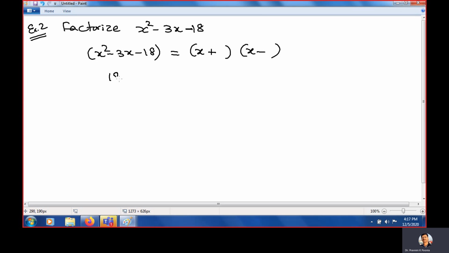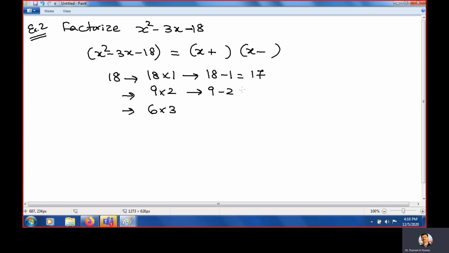Okay. So now find the factors of 18. It is 18 times 1. It is 9 times 2. It is 6 times 3. Now subtract. 18 minus 1 is 17.